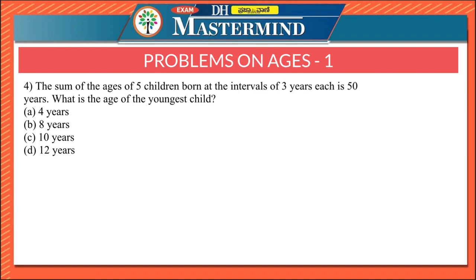Now, consider the fourth question. This is a fairly simple question. The sum of the ages of 5 children born at the interval of 3 years each is 50 years. What is the age of the youngest child? Let us assume the age of the youngest child be X.